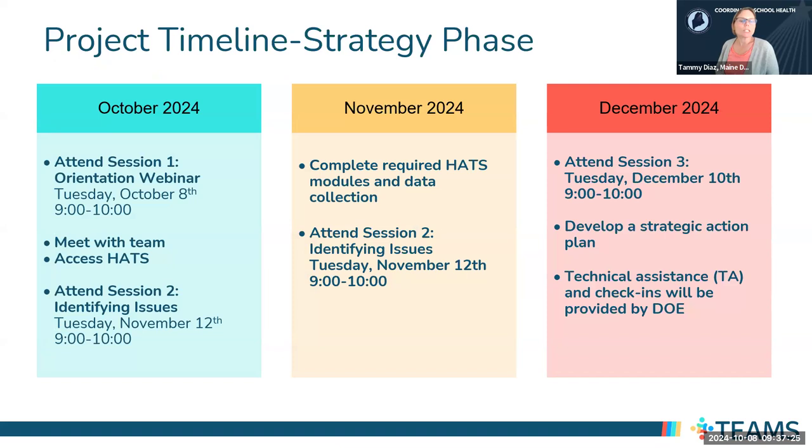Okay, so this is a project timeline of how this process is going to go. This is your first session today, just getting familiar with everything. Between October and November, you're going to look at the HATS assessment, the HATS tool, and you can meet with the team that you develop at your school district. You can look at the tool together if you want. Then you're just going to decide what you want to focus on, what your areas of focus might be. What's your school struggling with the most? Some of that might come from completing part of the assessment. So meet with your team and access the HATS. And then we will meet again on November 12th.